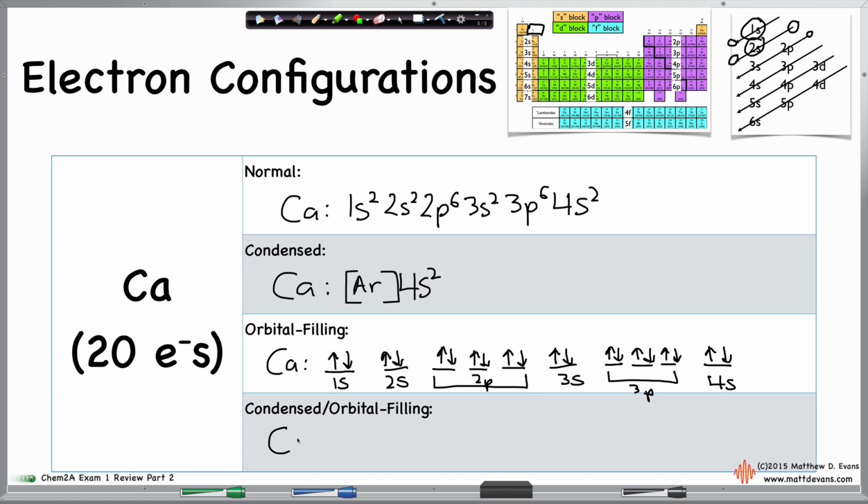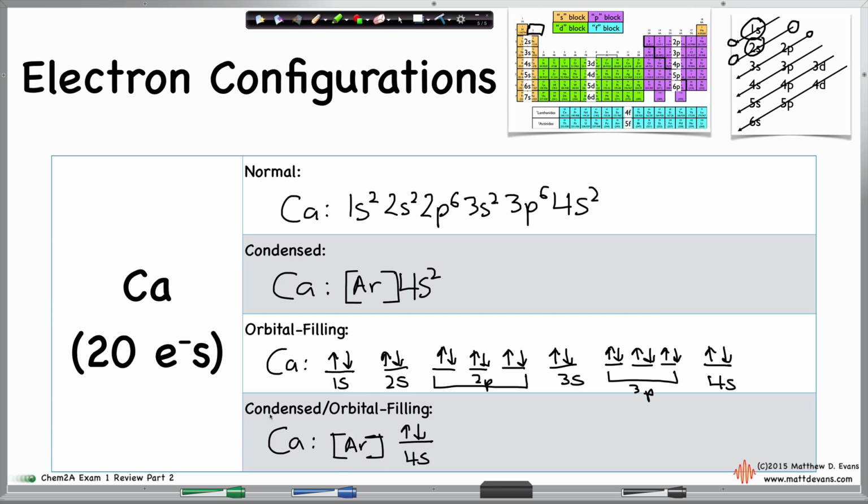Now, what I like the most is this condensed orbital filling diagram because all we have to do is put that argon, and then all we're responsible for is the 4s electron. So just one line like so. 2 electrons go there, and that's it for that one. Okay, really slick, really easy.